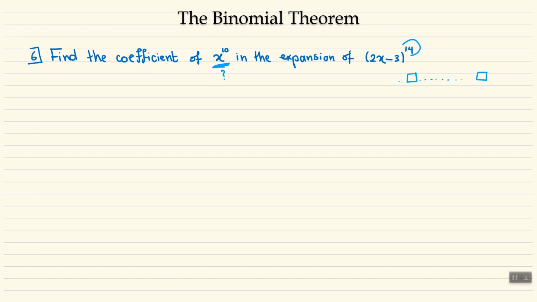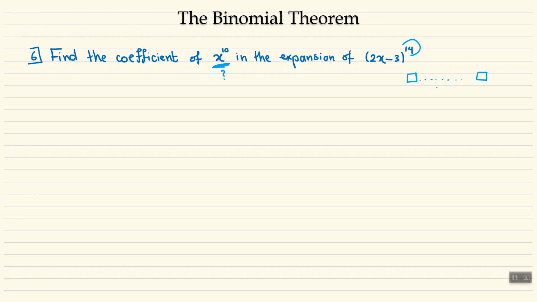Is it in the 5th term? Maybe it's in the 7th term. Maybe in the 6th term. We just don't know. Maybe it's in the last term. So we don't know where x to the power of 10 is, right? So how do we do it? Do we expand the whole thing and look for x to the power of 10?